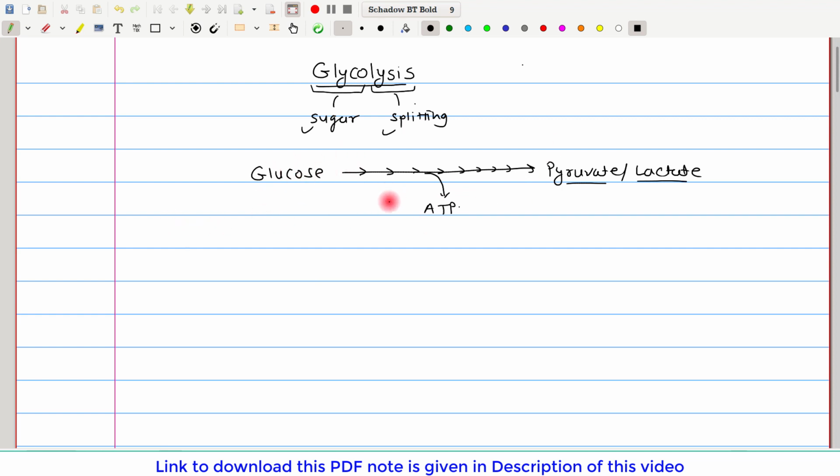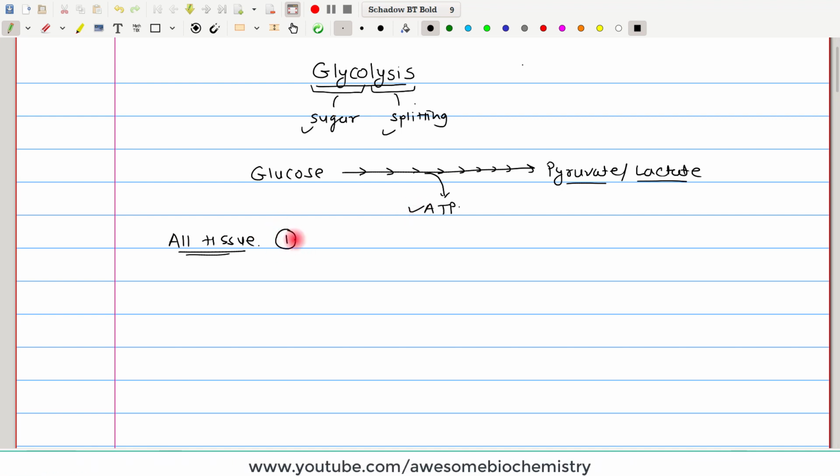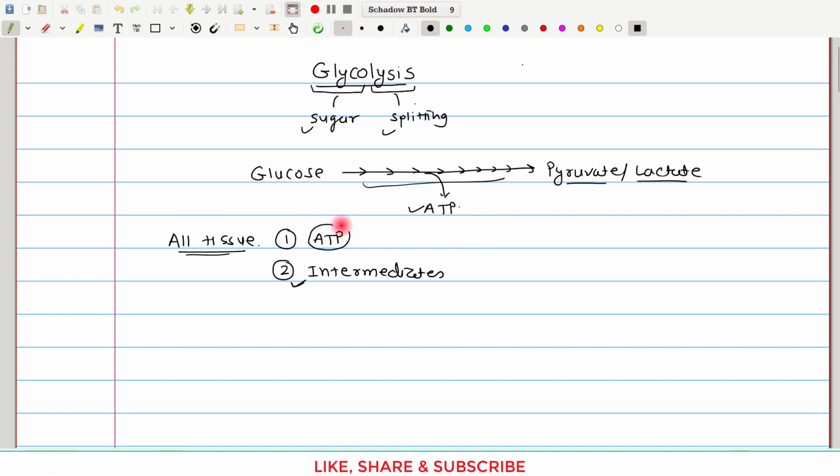Now, where does this glycolysis occur? Glycolysis occurs in all the tissues. Right? Because all the tissues require energy. So the primary purpose of glycolysis is to provide ATP, or you can also call it energy. The second, indirect purpose is that as there are multiple steps, there are multiple intermediates in this reaction, and these intermediates are required by other metabolic pathways. So this is somewhat less important, but the main importance is to provide ATP in all the tissues.